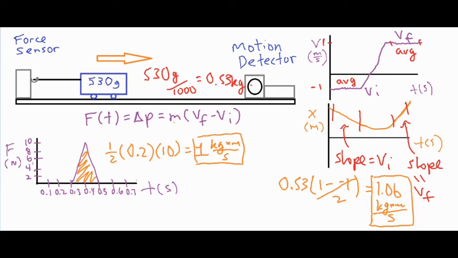So we have two methods of finding the same thing. Because in its experimental values, they're probably not going to come out perfect. It looks like there's a 6% difference here between our FT method and our M delta V method. But those are the two different ways you can analyze the graphs and calculate your impulse of the cart because of the force applied by the elastic band.